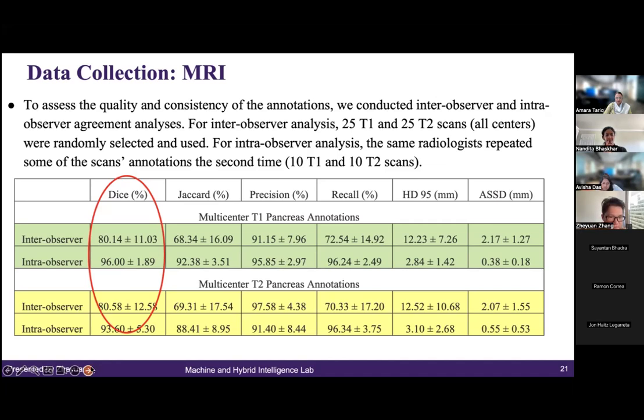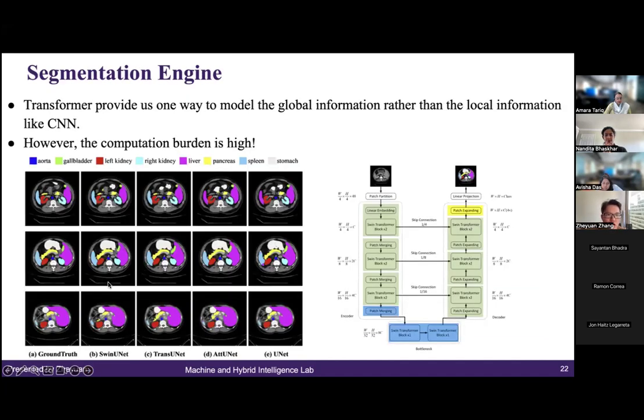So going beyond this, let's talk about segmentation. I think many of us already know about transformer structures. They provide one way to model global information rather than local information. But the computation burden itself is relatively high.